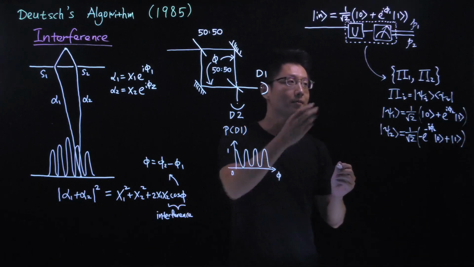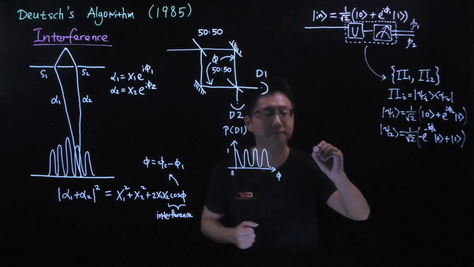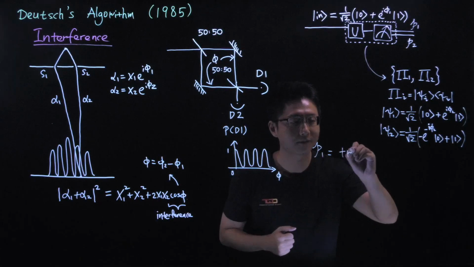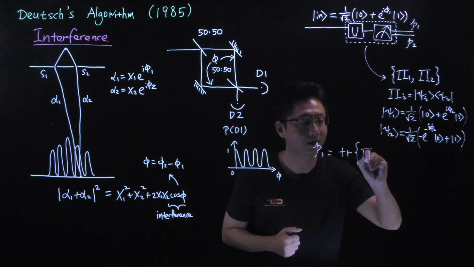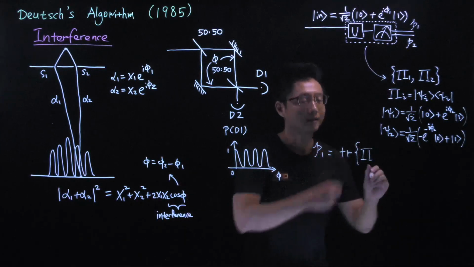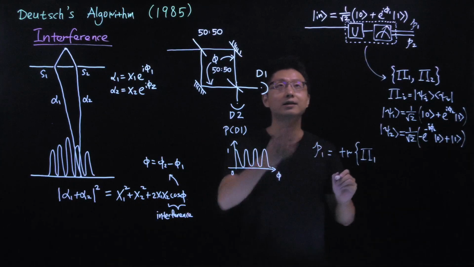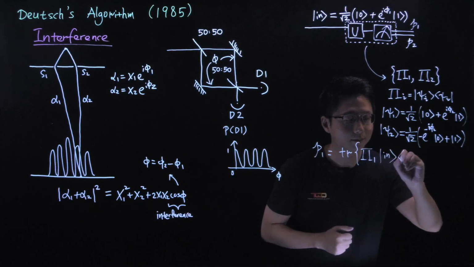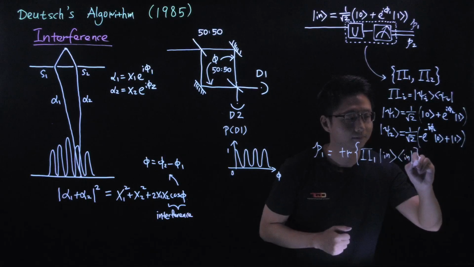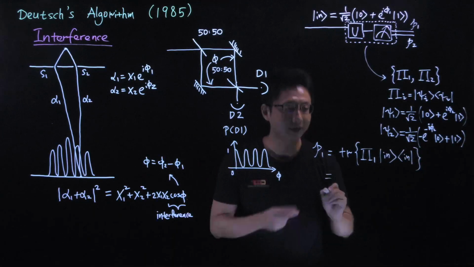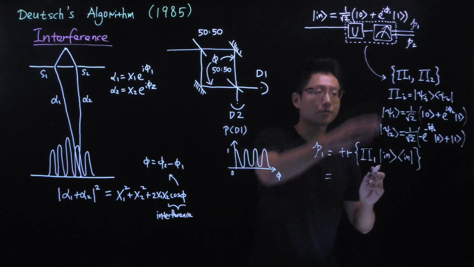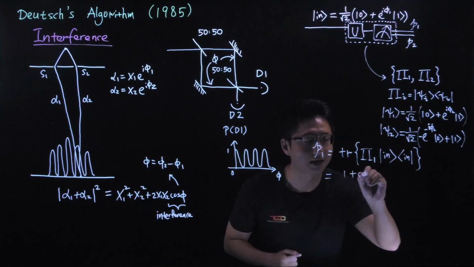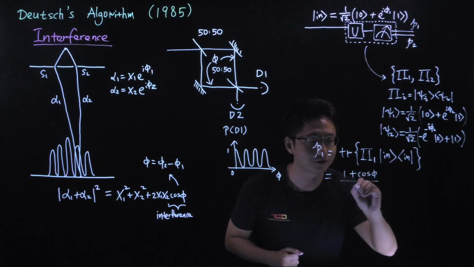Let's find out the probability P1. We've learned that P1 is given by the trace of this measurement operator, the projector pi 1, with the state rho, which is the ket in with the bra in. By now, I believe you are able to carry out this computation and show that this probability is given by (1 plus cosine of phi) over 2.